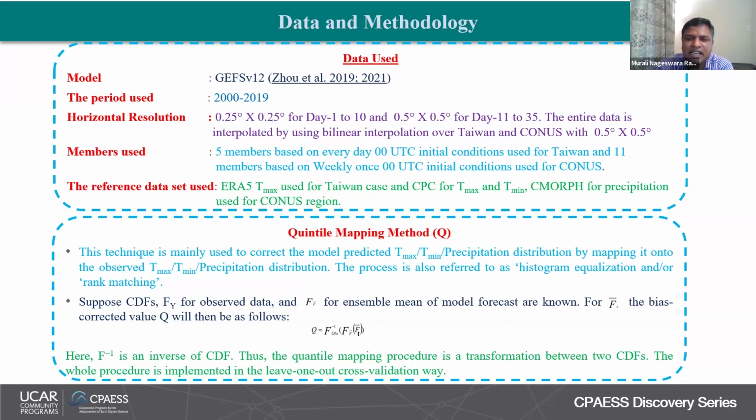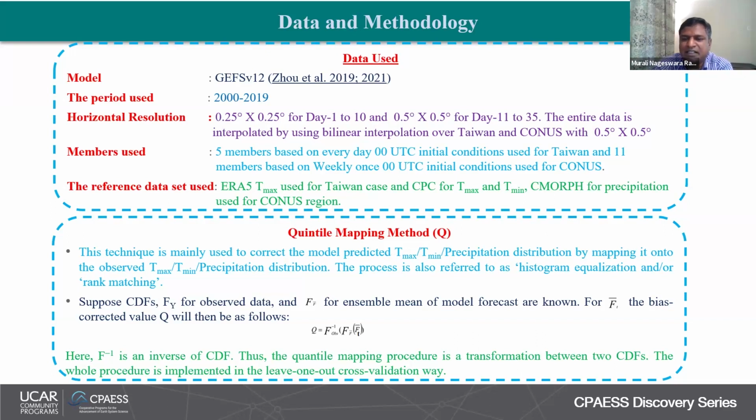In the Taiwan case, I have done the study for maximum temperature, to see how the model is performing and how much the applied calibration method improves the prediction of heat waves for the Taiwan region. In this case, I have used ERA5 Tmax as the reference data set for Taiwan. In the Kansas region case, I have used CPC.